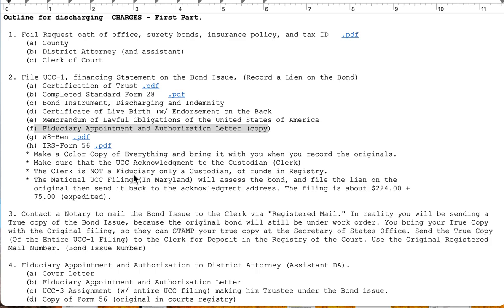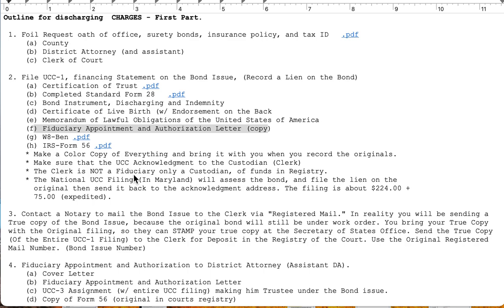Only thing they're doing is depositing it in the registry, the entire issue. So the fiduciary appointment that the attorney needs to see, all of these documents are all behind the bond. They're with the bond. Once that's recorded, and first you record the UCC1, you got the financing statement, you send it registered mail to the clerk of court for deposit. The bond has been deposited.